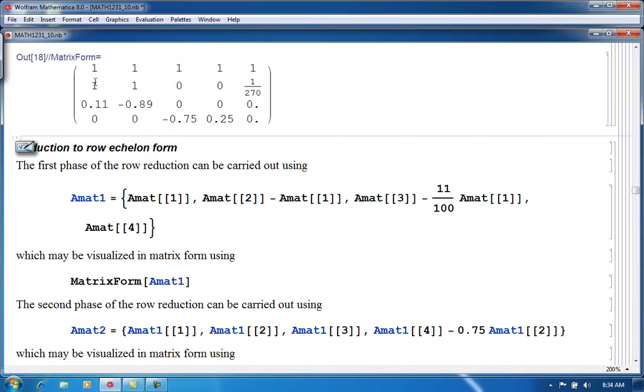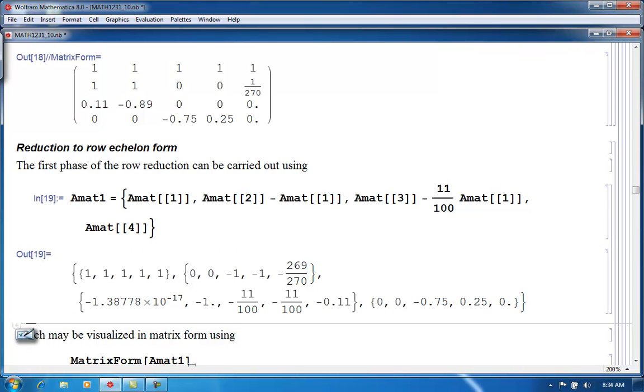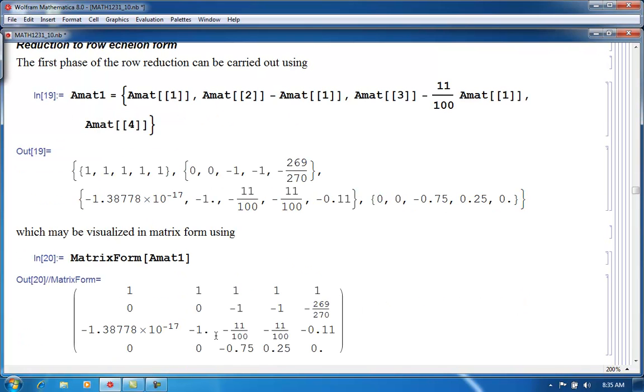So the first step is to get zeros below the diagonal in the first column. So we subtract the first row from the second, and the first row multiplied by 0.11 from the third, and we don't touch the fourth row because it's already got a 0 there. So we do that. Notice we get a little round off error here. We'll deal with that later. That's basically due to the conversion between fractions and floating point numbers. So anyway, this is now all zeros.